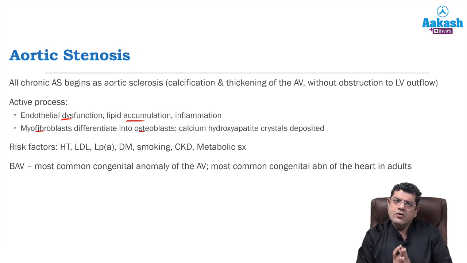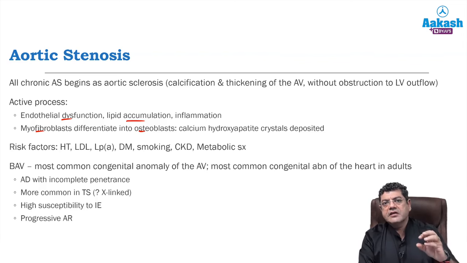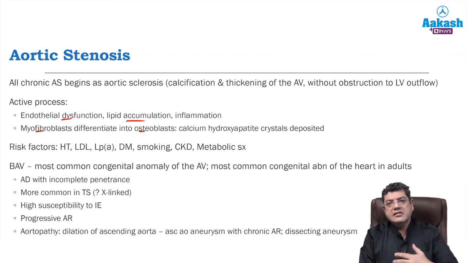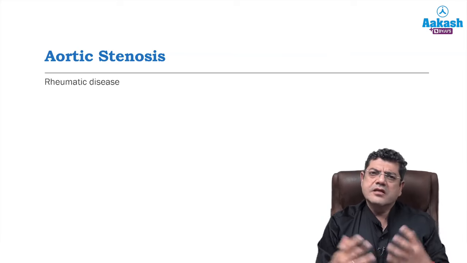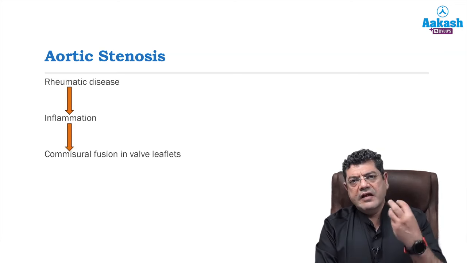There is some talk of a possible X-linked inheritance also, because aortic stenosis is more common in Turner syndrome, right? And this valve is very highly susceptible to infective endocarditis. Besides aortic stenosis, they can also have progressive AR. They can also have an aortopathy, which can manifest as simply as a dilatation, as an aneurysm, and as a dissecting aneurysm, right? So, rheumatic disease, the same vicious cycle of inflammation and then valve distortion.